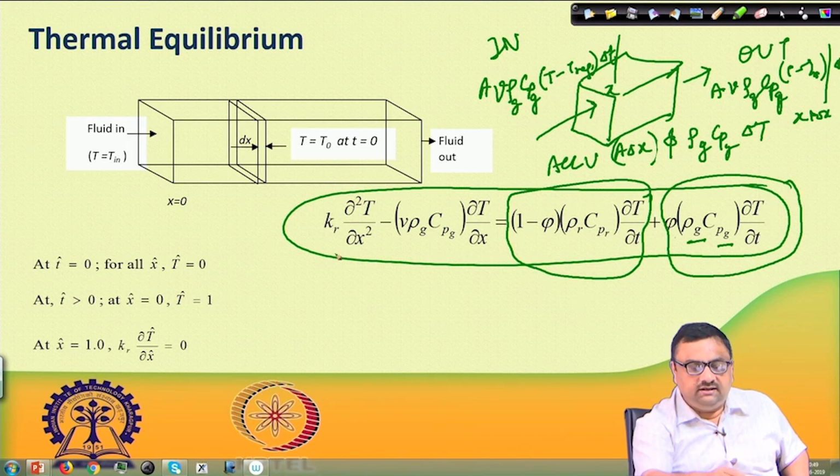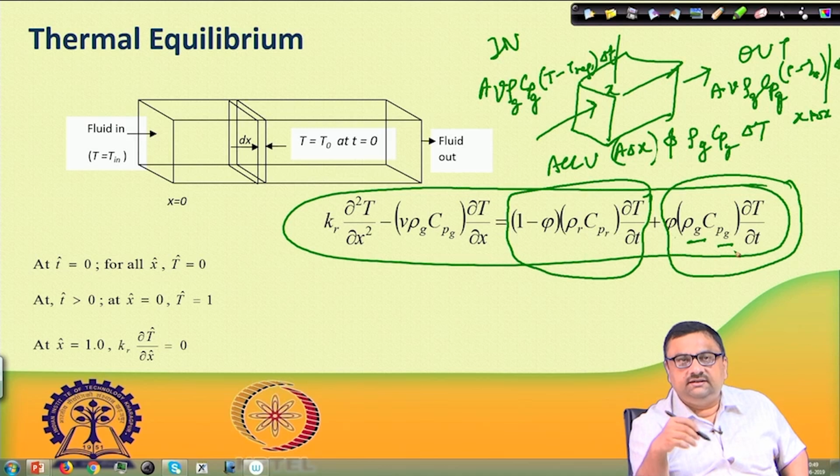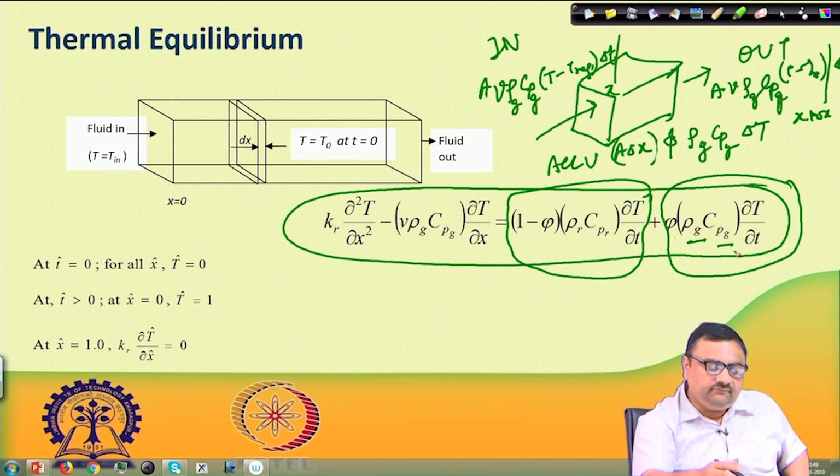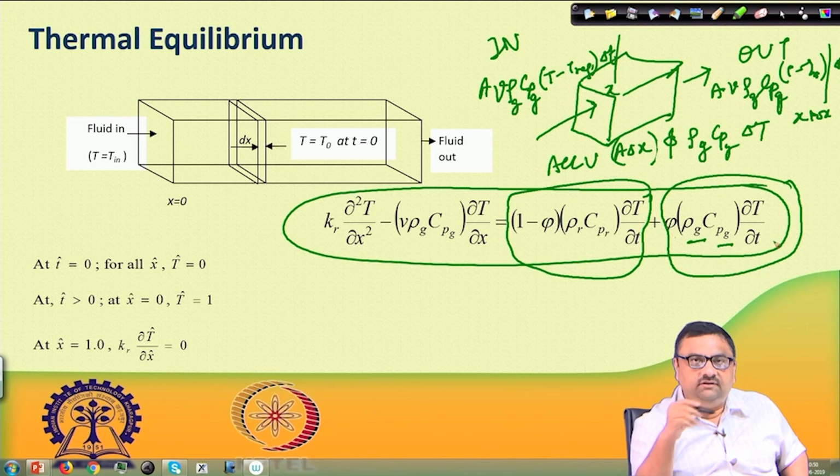So, one can write this whole equation. This equation essentially implies that one has one heat conduction term. This is arising from heat conduction through the solid part of the porous medium. This is arising from convection, because there is some fluid flow taking place and that is carrying some amount of enthalpy through the porous medium. This is the accumulation term in the solid part, and this is the accumulation term in the fluid part.